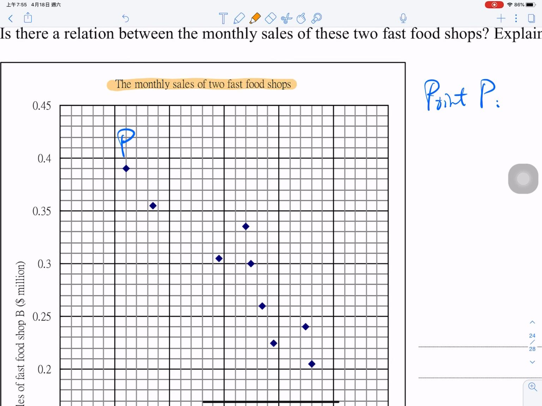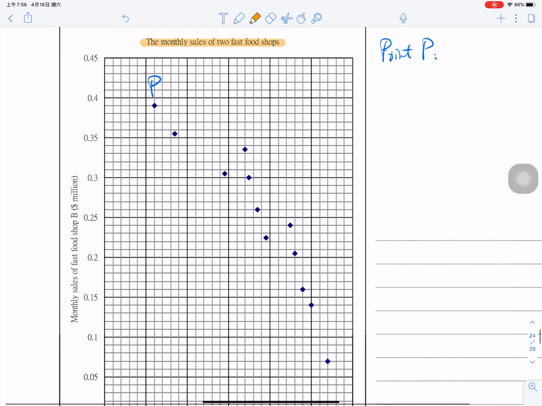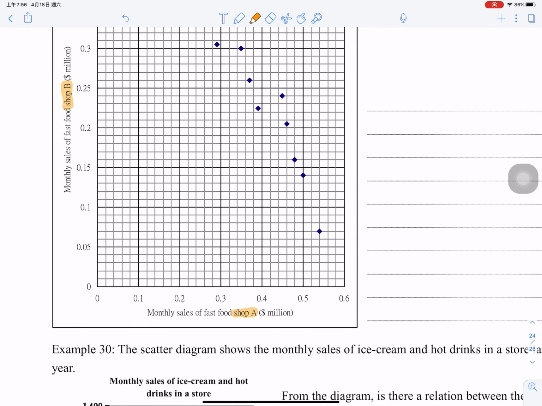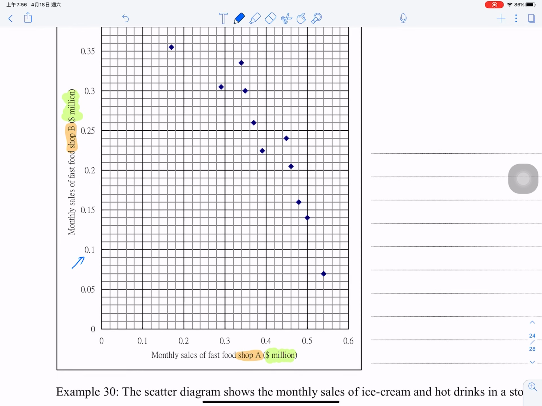The diagram has a title here, the monthly sales of two fast food shops. One axis is the monthly sales of fast food shop B, the other is shop A. For the units, $1 million. That means here, 0.1 means what? $0.1 million. That means like this, $100,000. Okay.